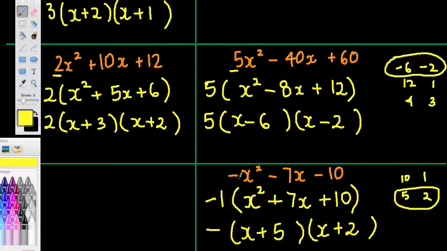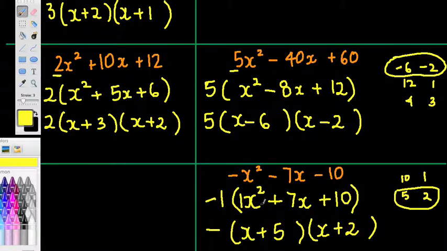Whenever you see that negative out the front of your x squared, take negative 1 out as a common factor, change the sign of everything that's left. So everything inside the bracket should have a different sign to what it had in the original expression. And then once we've got that, the x squared term has got a 1 in front of it, so we can factorise using that sum and product method.